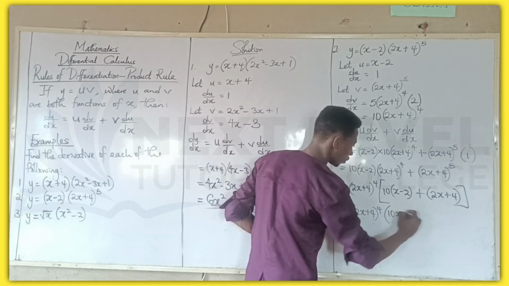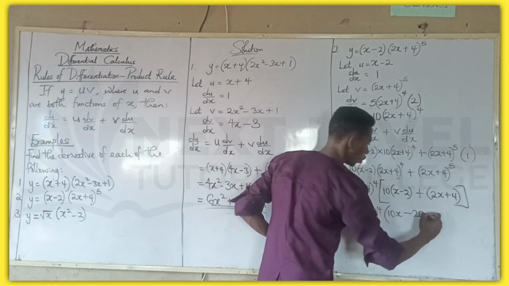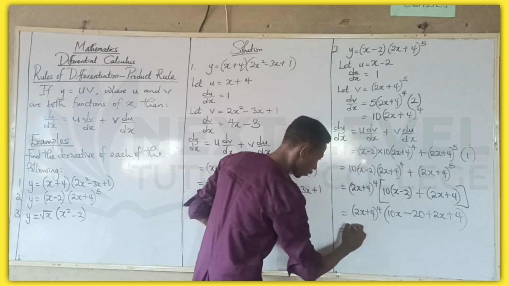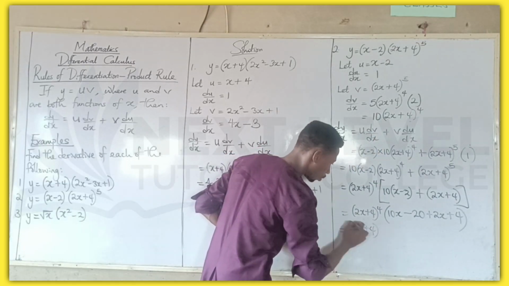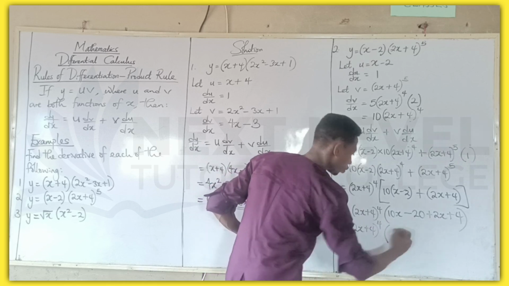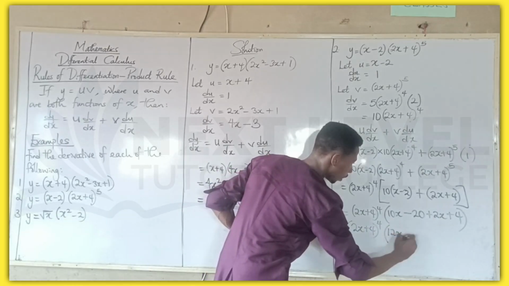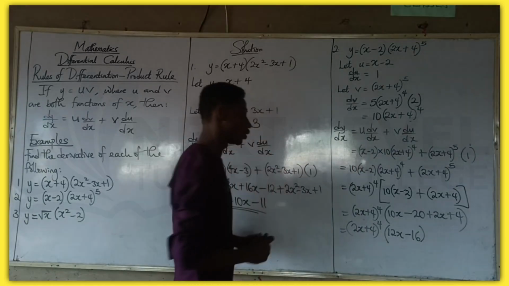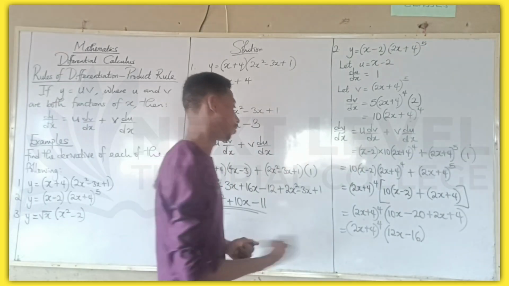x, that is 10x minus 20 plus 2x plus 4. So we have 2x plus 4 raised to the power 4, 10x plus 2x here, that is 12x minus 20 plus 4 minus 16. This is going to be our final answer.